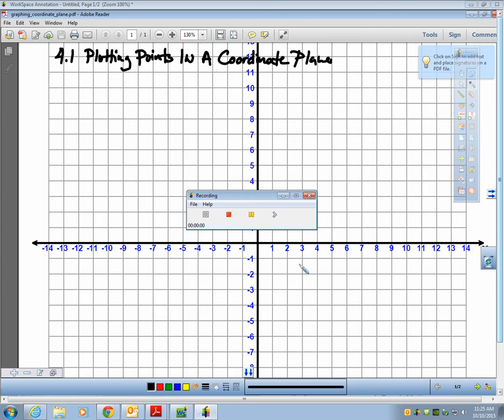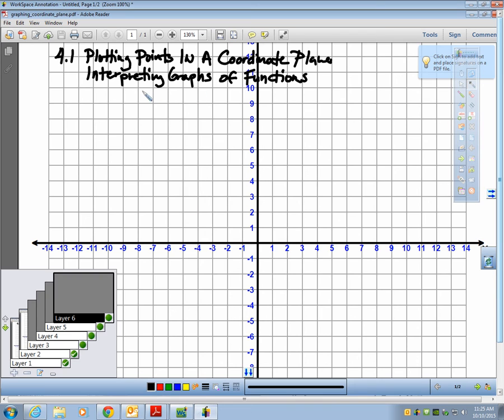We're on page 206. We're starting Chapter 4. This lesson's called Plotting Points in a Coordinate Plane, but there's going to be a second thing I'm going to cover that's not in our book as part of this lesson. We're going to also interpret graphs of functions. I'm going to put that in here too.